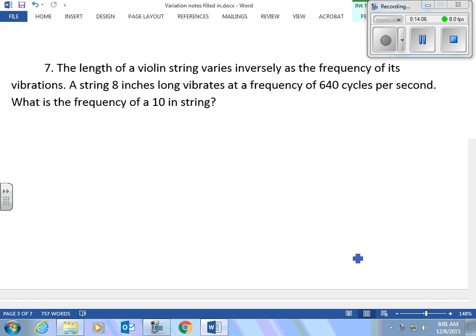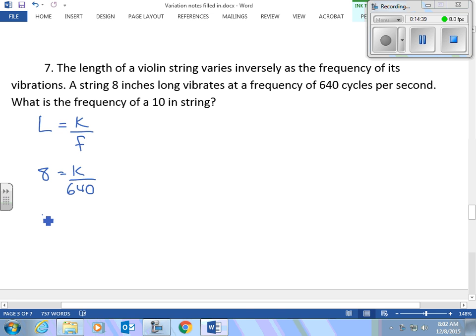The length of a violin string varies inversely as the frequency of its vibrations. A string 8 inches long vibrates at a frequency of 640 cycles per second. What's the frequency of a 10-inch string? So the length varies inversely with the frequency. So length, L for length, and F for frequency. So the length of 8 inches gives us a frequency of 640.